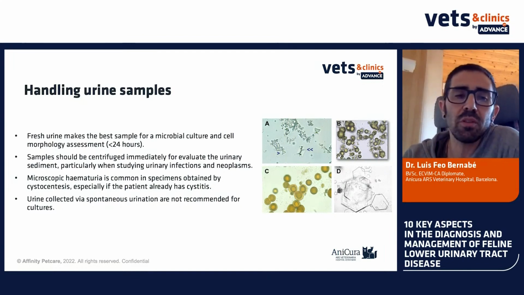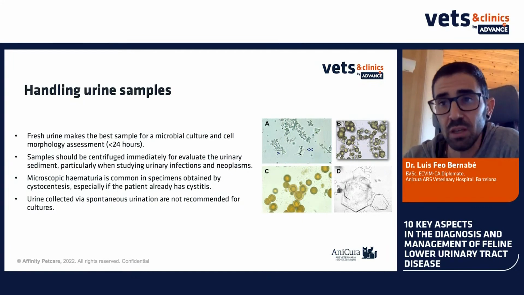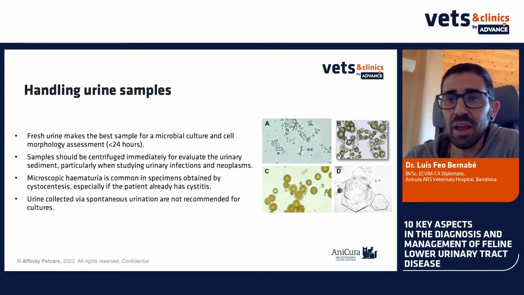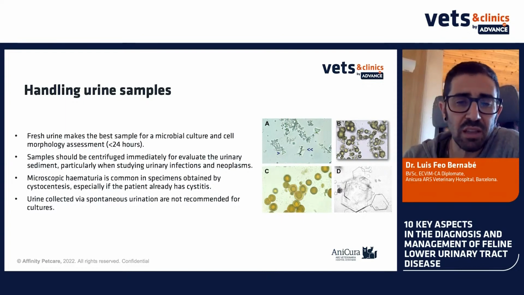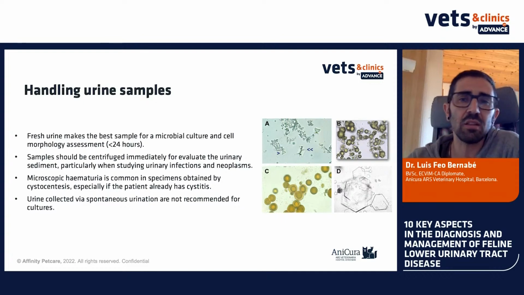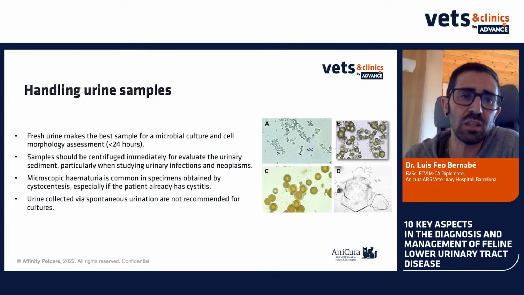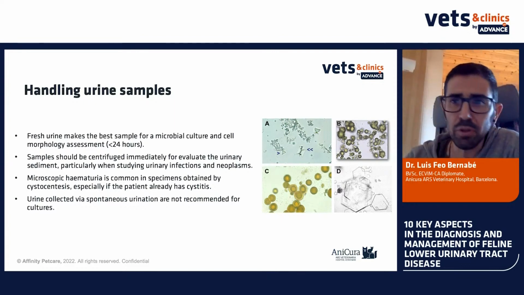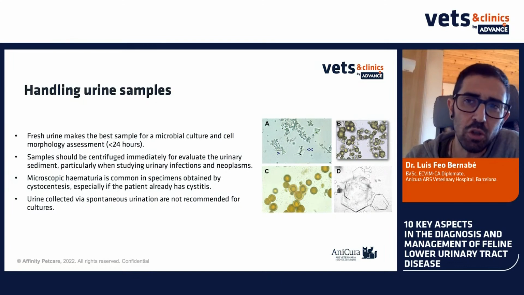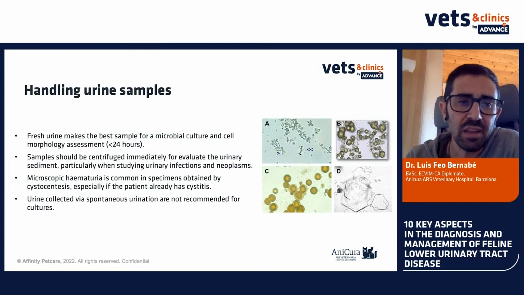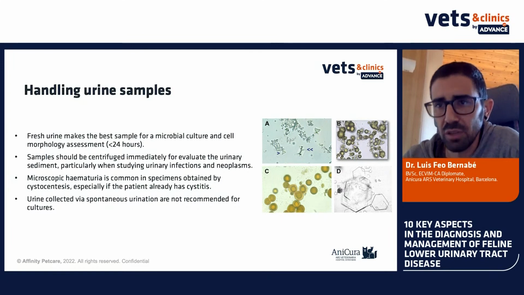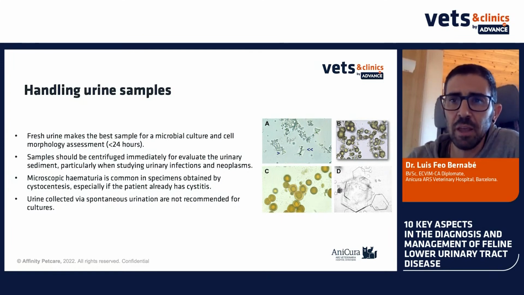Also in cats, it's quite common that you have a microscopic hematuria when you have done cystocentesis. This is quite common in patients with cystitis. So just think that sometimes you will have a marked hematuria due to the procedure, the cystocentesis. Also important to remember in cats, also in dogs, but I think it's more important in cats, is that urine collected via spontaneous urination is not recommended for cultures. So we need to do cystocentesis in most of the cases.